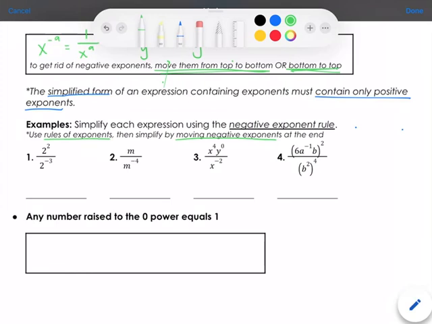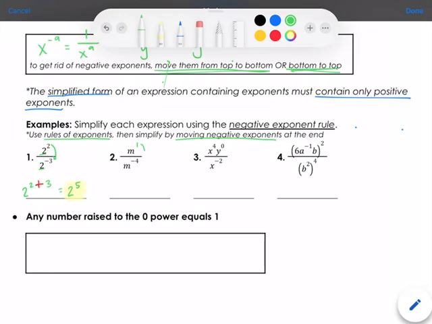So in this first one, I see that I'm dividing 2 squared divided by 2 to the -3. Well, first I need to use the quotient rule. The quotient rule means that since I have the same base, I can subtract these exponents. So what I have is 2 squared minus negative 3. Well, a minus and a negative is actually a plus. So what I end up with here is 2 plus 3 gives me 2 to the 5th. And there's no negative exponent, so that's actually my final answer. I got rid of the negative exponent just by using the quotient rule.